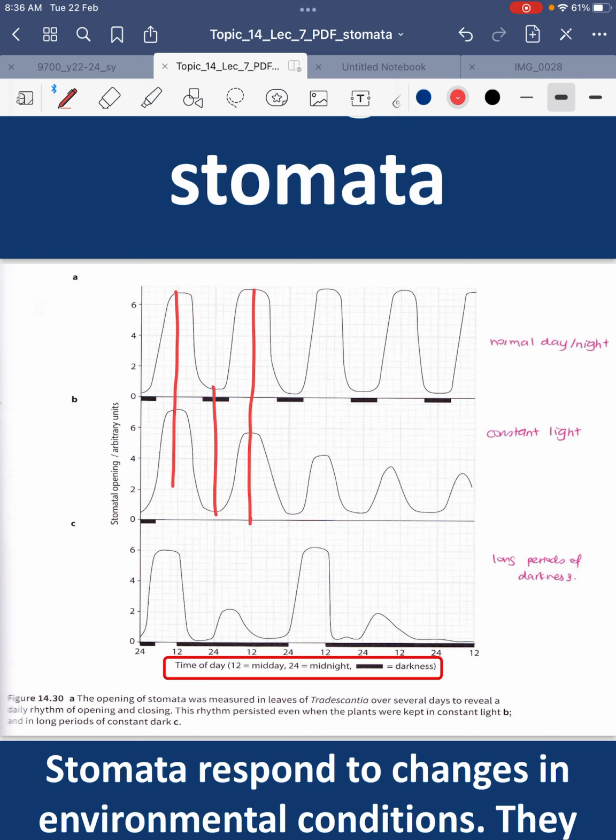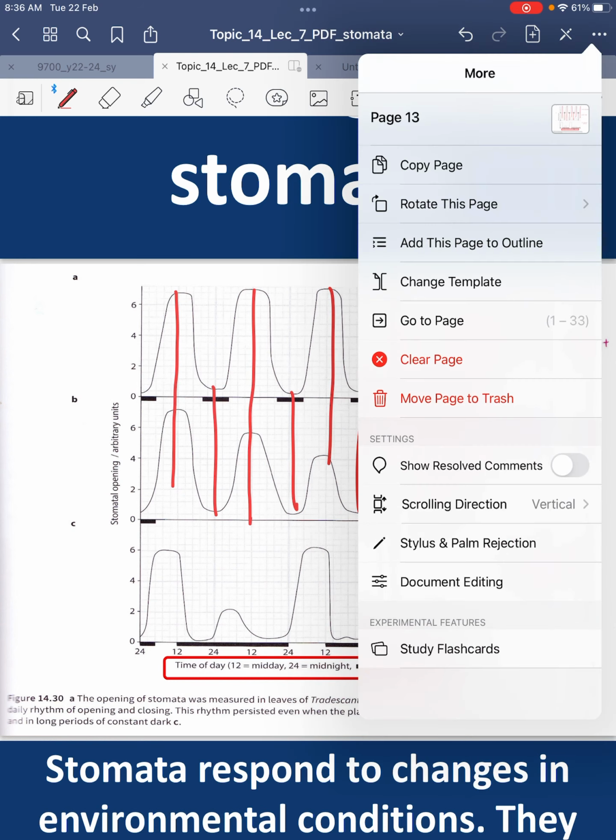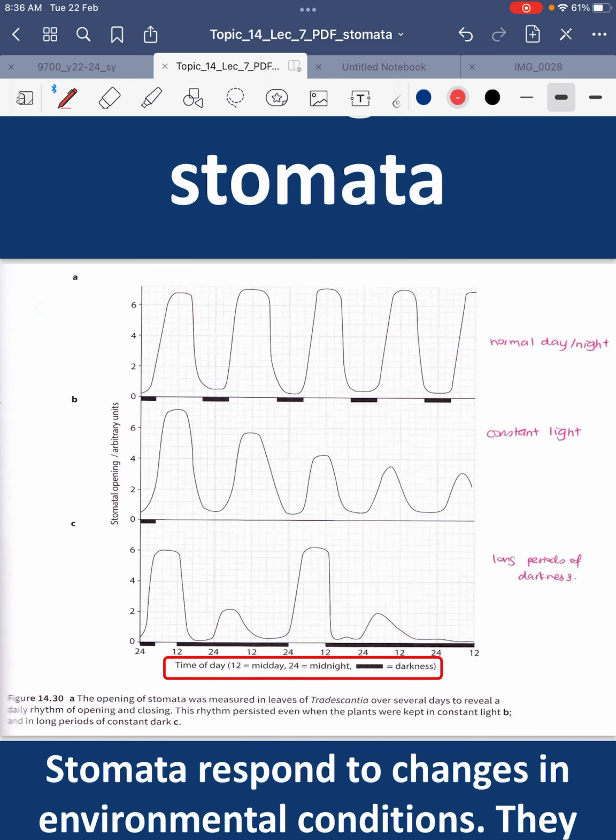Even look at this one here. They look very similar. So what does this tell you? Even during constant light, the stomata is also virtually closed, even when light is present.